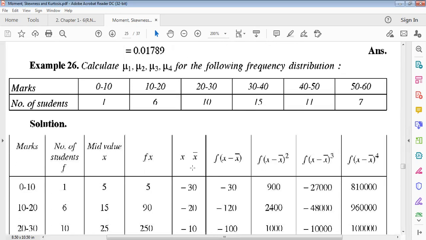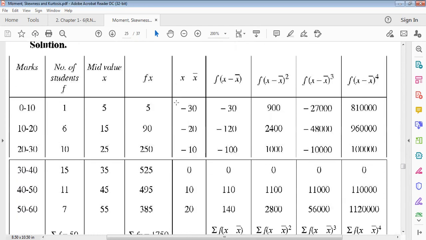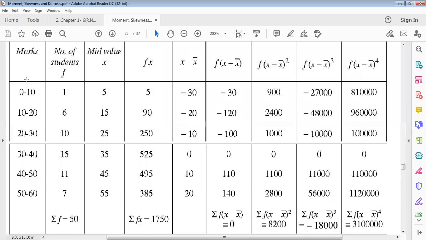Now for continuous data, how do we find the moments? Calculate mu1, mu2, mu3, mu4 for the following frequency distribution. This is continuous data, or grouped data. First of all, we take the first column as the class interval and the number of students, that means the frequency, as the second column. What will the mid values be? For each individual class, we get the mid values: 0 plus 10 divided by 2 equals 5, 10 plus 20 divided by 2 equals 15, 20 plus 30 divided by 2 equals 25. In this way, we get mid values for each class interval.